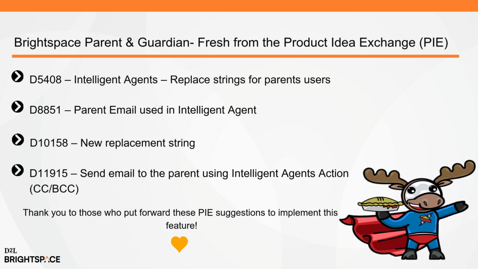This feature implements the following PI items: D5408, Intelligent Agents replace strings for parents' users; D8851, parent email used in Intelligent Agent; D10158, new replacement string; D11915, send email to the parent using Intelligent Agents action, CC/BCC. Thank you to those who put forward these PI suggestions.